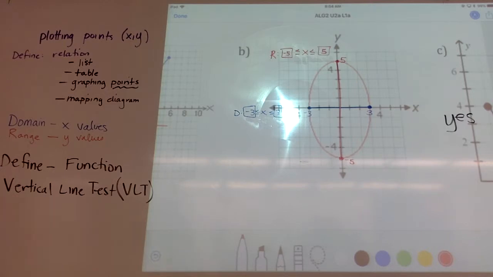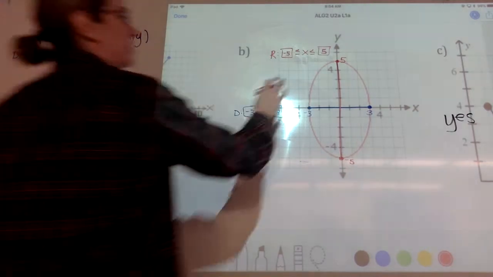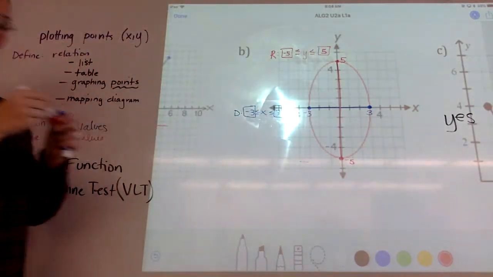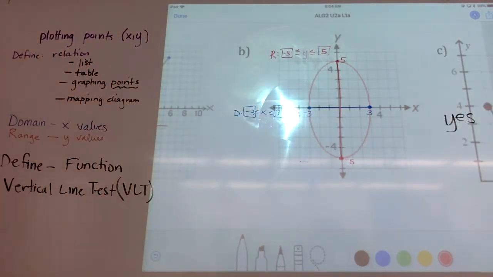Now, I made one error here. This is not the letter X. What letter is this for range? Y. Did I do that in the example before that? Did I write Y there? Okay. Just caught that, sorry.